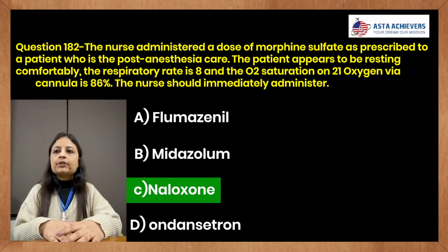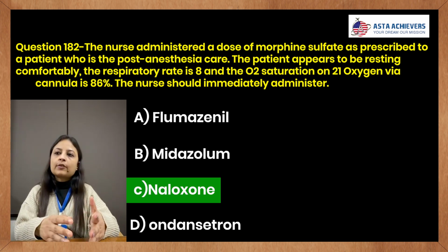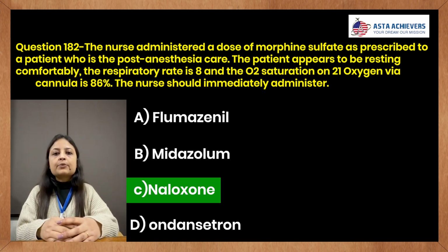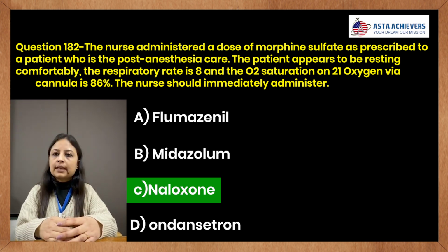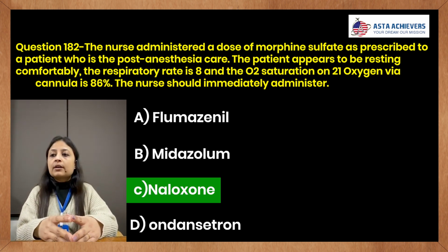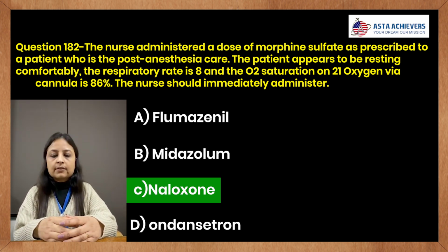Question number 182. The nurse administered the dose of morphine sulfate as prescribed to a patient in the post-anesthesia care unit, and the patient appeared to be resting comfortably. The respiration rate is 8 and the oxygen saturation by cannula is 86%. The nurse should immediately administer which medicine?